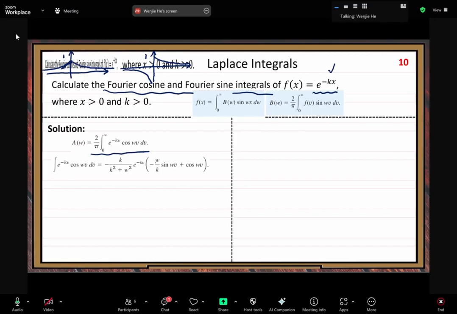So this is the result. You can try. Can you calculate in this way? The integration by parts. Integration by parts. Can you get this one?